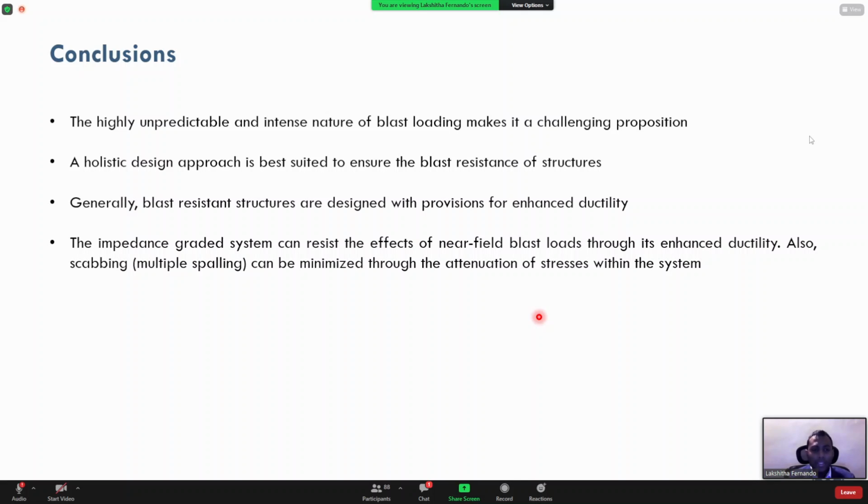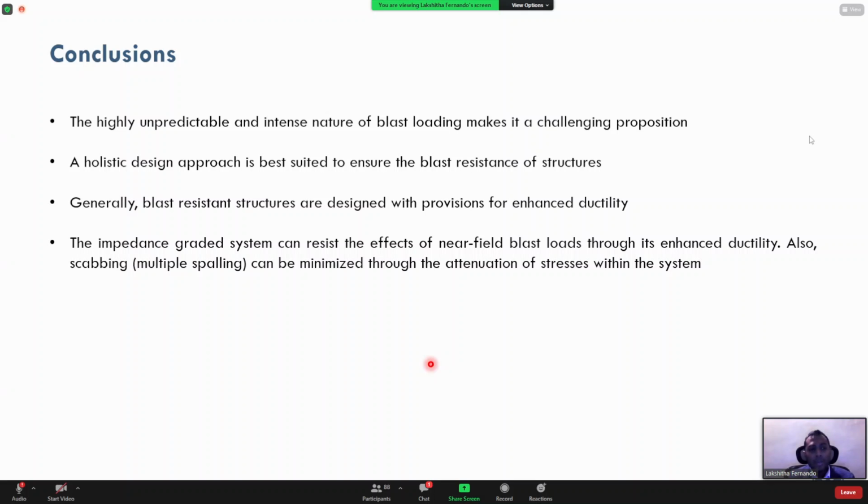The second aspect I touched on was how our structures react, or what the response of the structures is when there's a blast. If we are to consider that, my conclusion is that we need a holistic design approach. The design for blast needs to be incorporated very early in the design stage. It can't be an afterthought. It's part of a broader design process that needs to be incorporated.